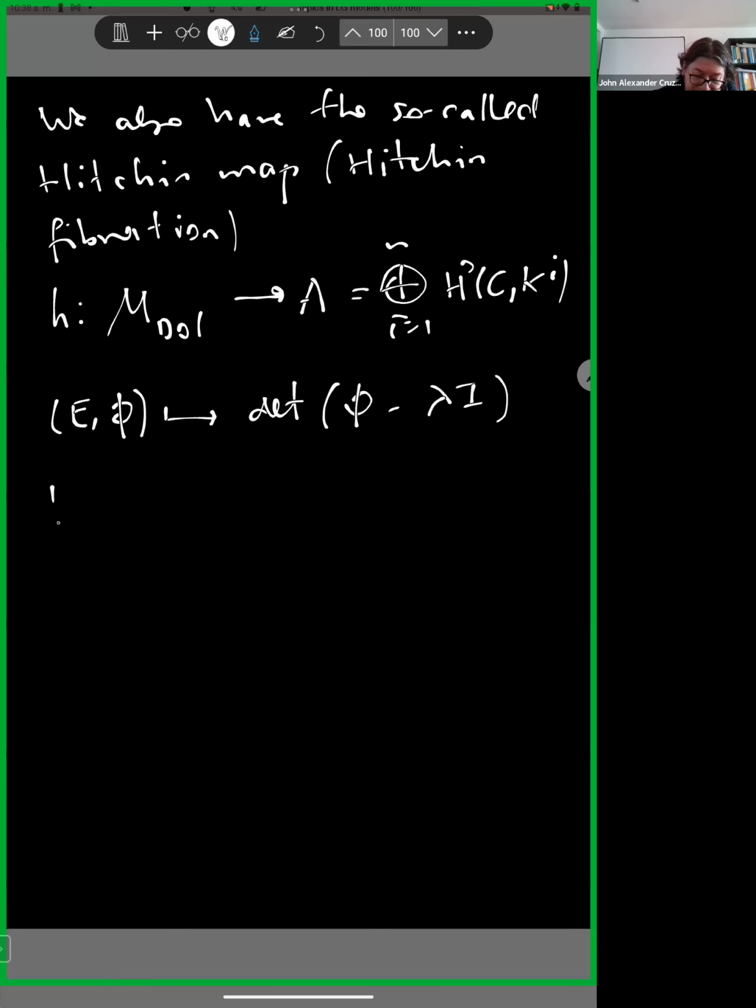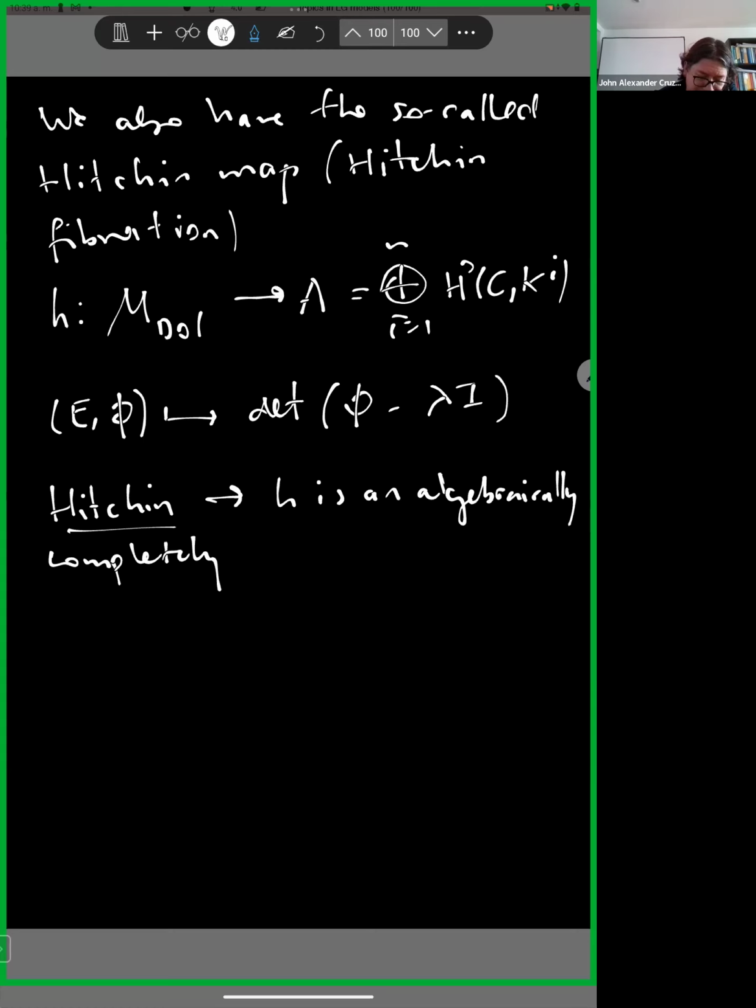What Hitchin actually proved, and this is important for us, is that H is an algebraically completely integrable system. This will be important for us and will be one important part of our picture.